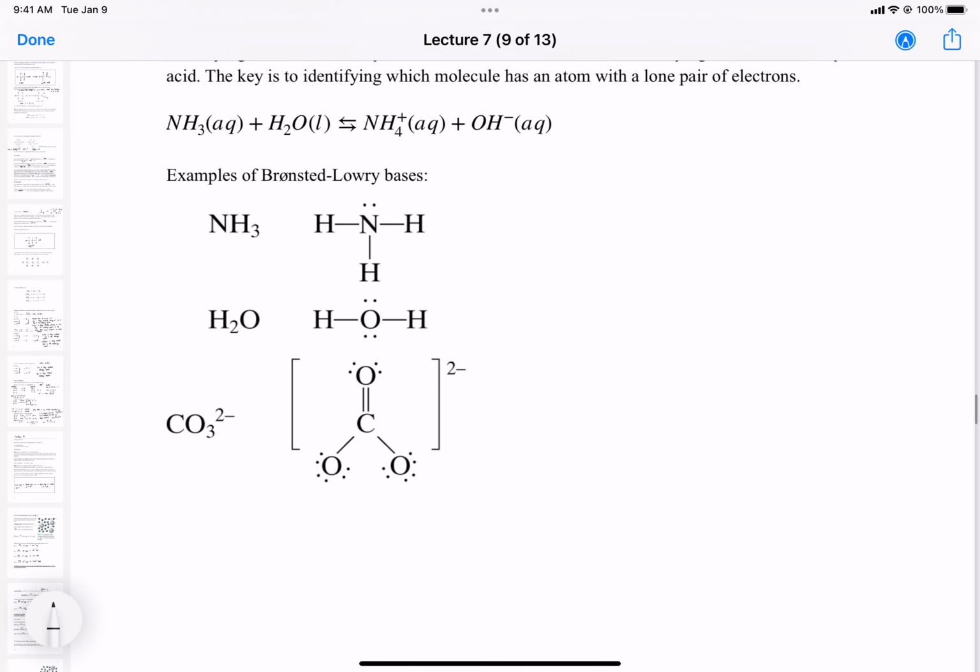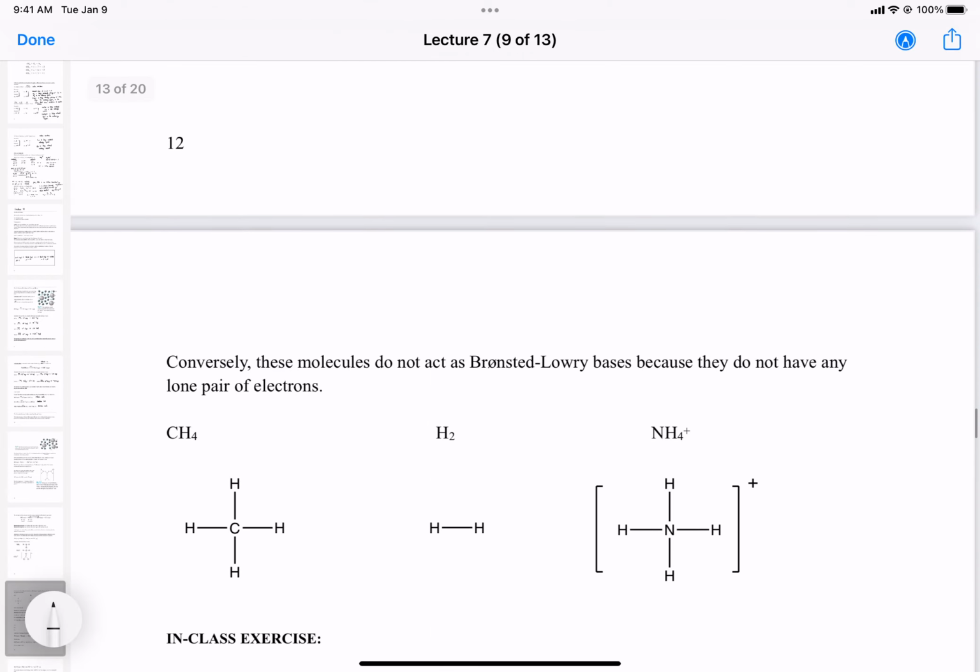Some examples that do not fit this rule don't have any lone pairs. These are not Brønsted-Lowry bases because there are no lone pairs on any of these atoms: methane, hydrogen, and then ammonia. Those cannot act as bases because they have no lone pairs to accept a proton from an acid.